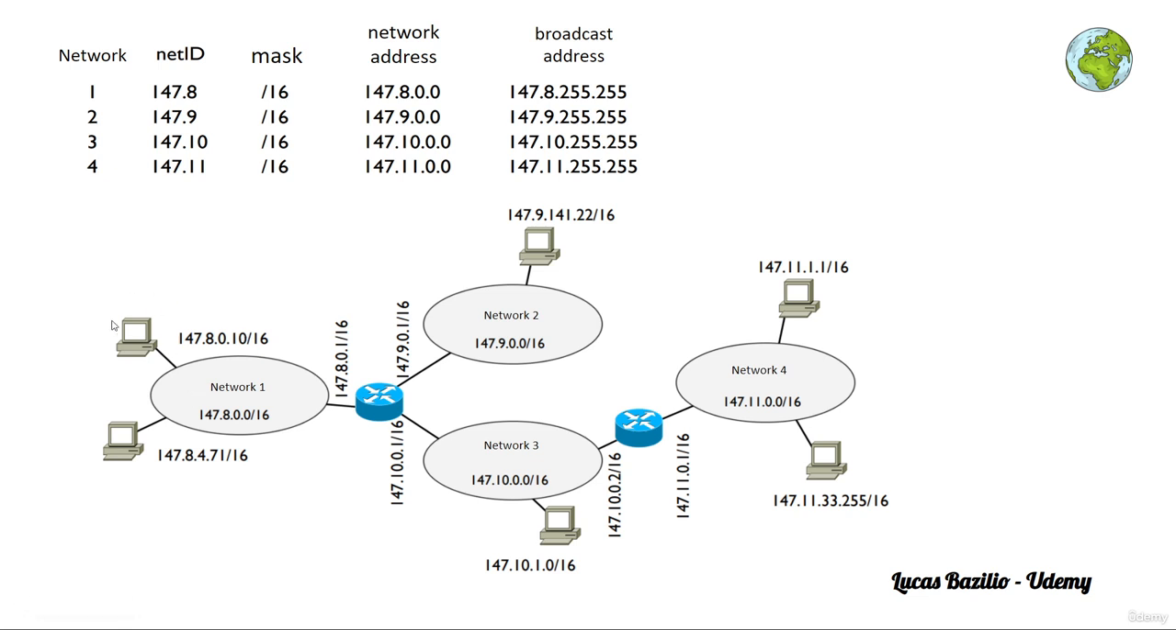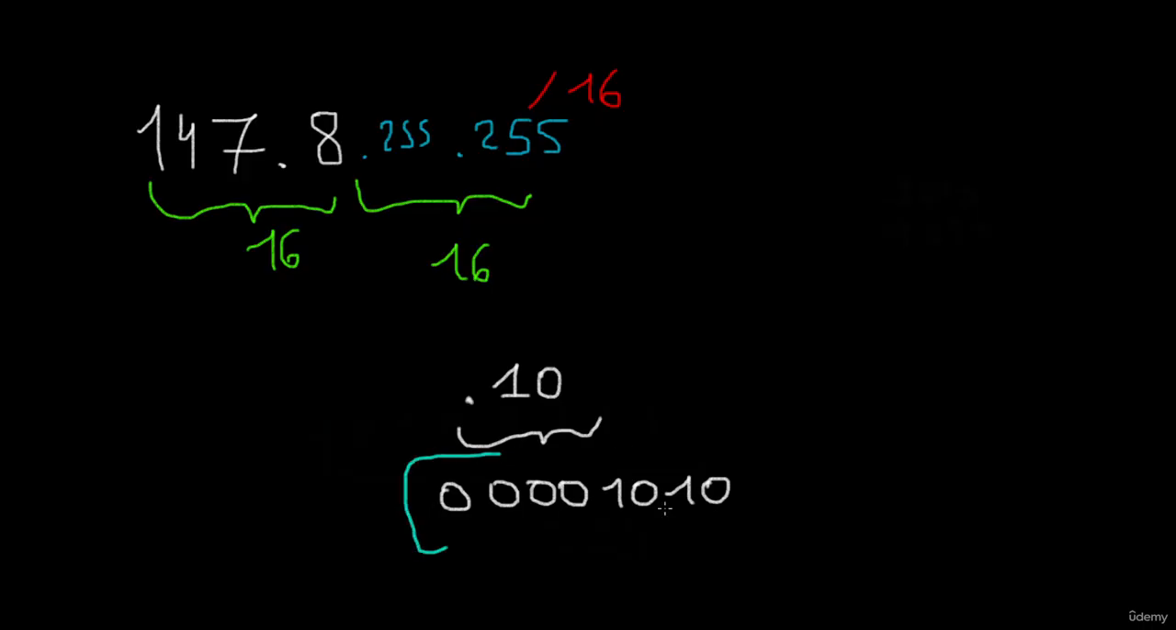For instance, for this PC in here, we select this value for the host ID: the first 8 bits to be 0, and then the remaining 8 bits to represent the value 10 in decimal. Keep in mind here that this value 10 in binary is this value here, of 8 bits. So here we just type 0.10.